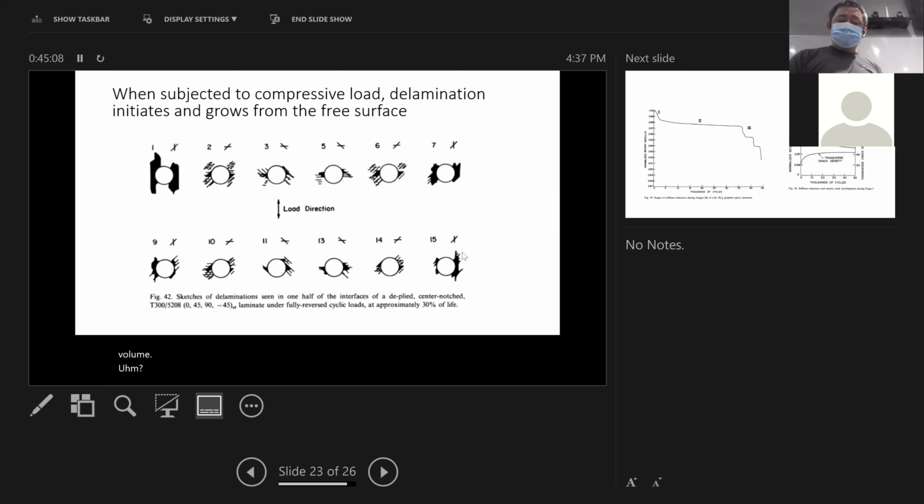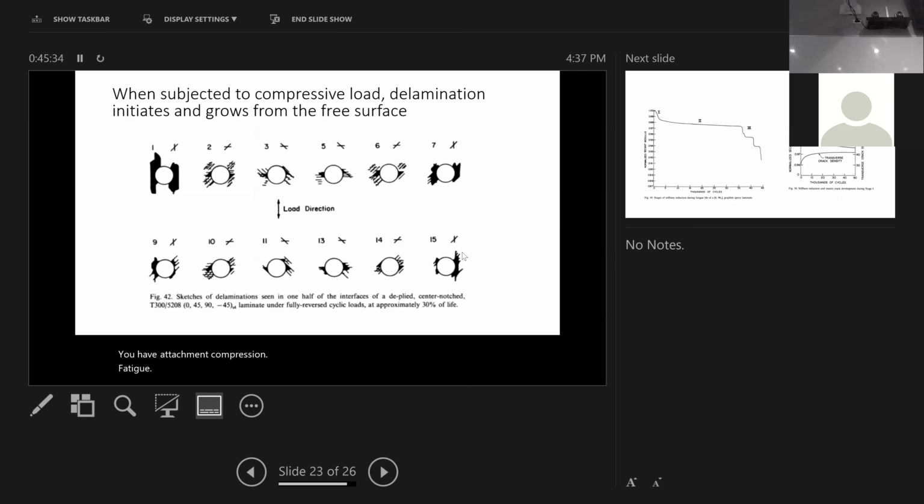And the other interesting thing people have observed is that for a notch sample, compression is really a bad thing. You can have fatigue loading which is R equals 0.1, which is a tension fatigue, small tension to big tension. And you can have a fatigue of R equal to -1. You have a tension-compression fatigue.